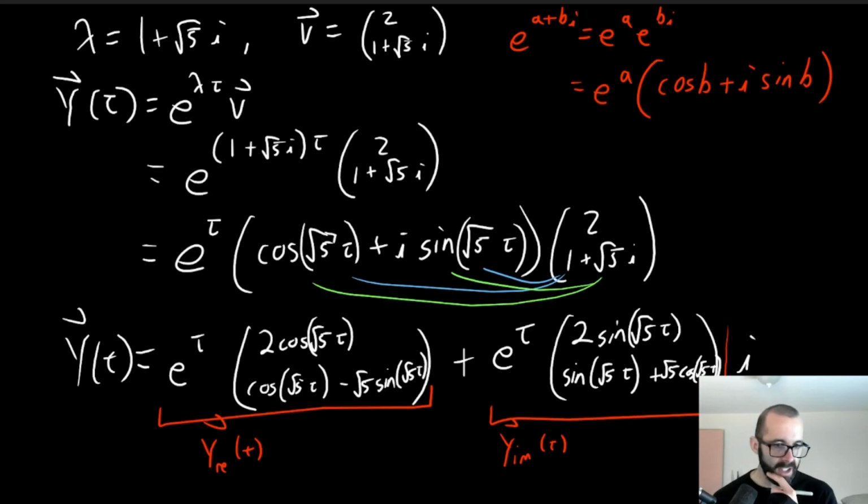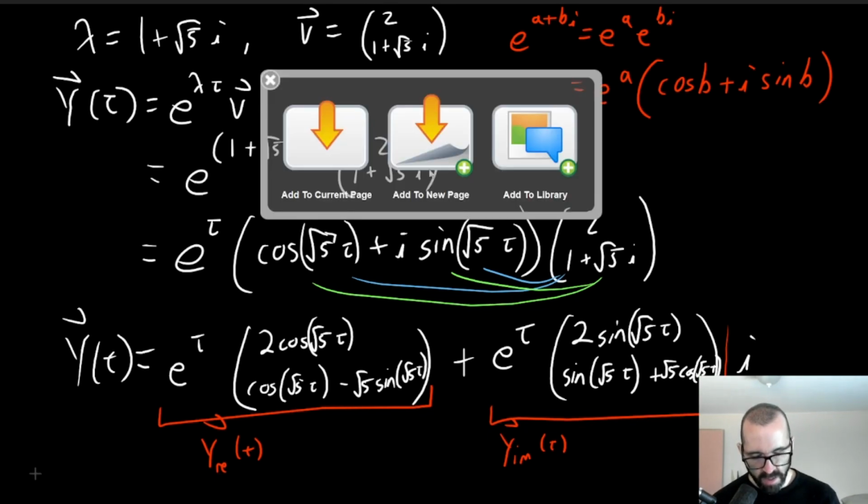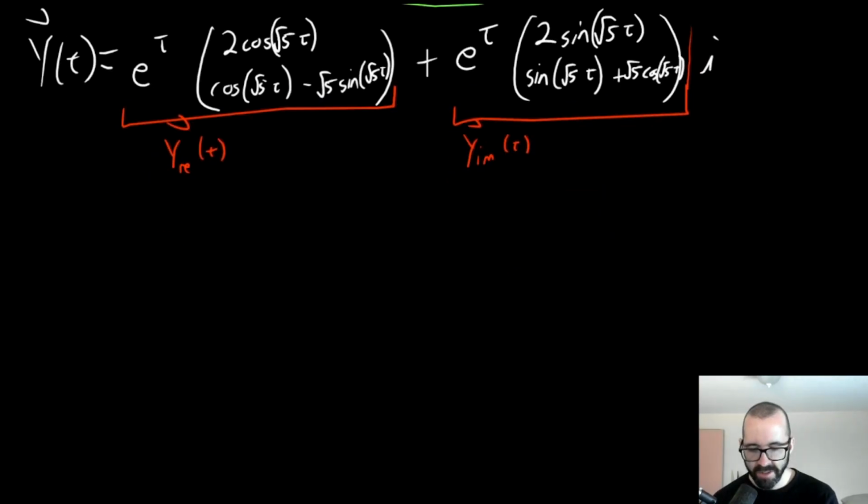If these are linearly independent at time t equals 0, and again, we can check that really easily. At time t equals 0, this is 2, 1, and this is 0, root 5. Yep, they're linearly independent. So since they're linearly independent, they always will be. Still good to check. We have our general solution. We'll use that general solution to solve our initial value problem.